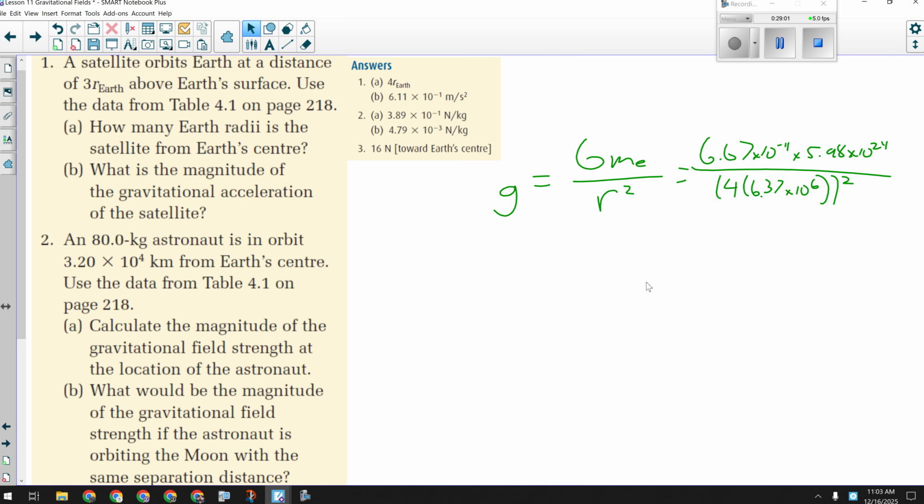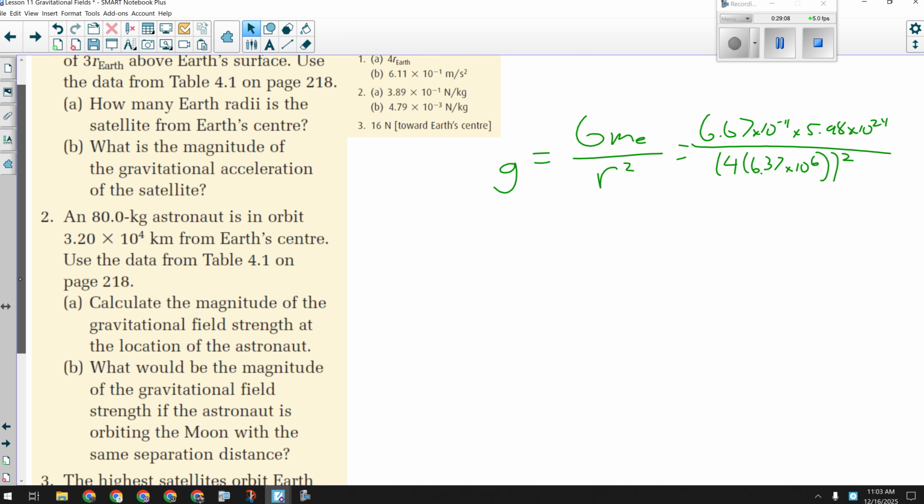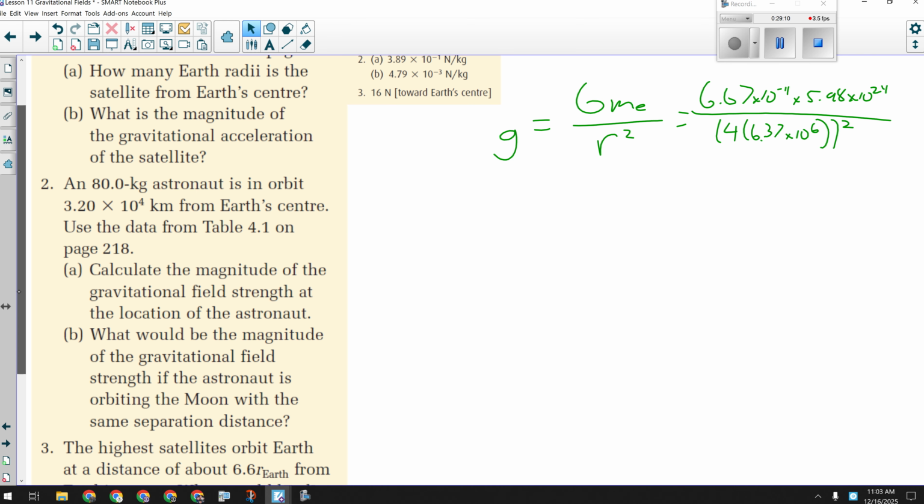How many people have done 2? Do we need to go over number 2? Yes? No? Okay. All right, so we have an 80 kilogram astronaut in orbit, 3.20 times 10 to the 4 kilometers from the Earth's center. They gave us the radius in kilometers, so that's just going to be 3.2 times 10 to the 7 meters to get it into meters. And then we have an 80 kilogram astronaut, so that's the mass of the astronaut. Not that that's going to matter.